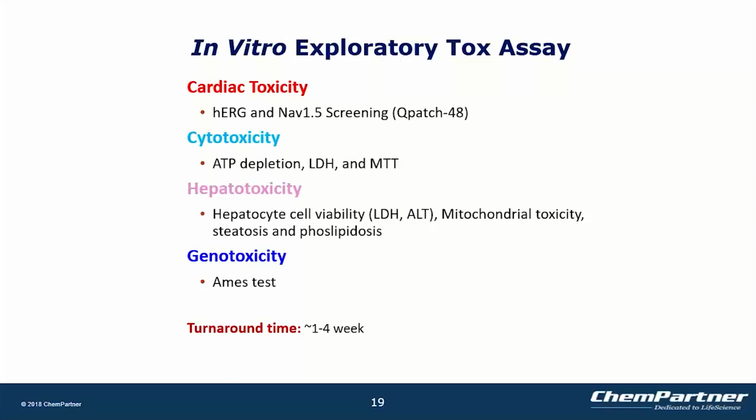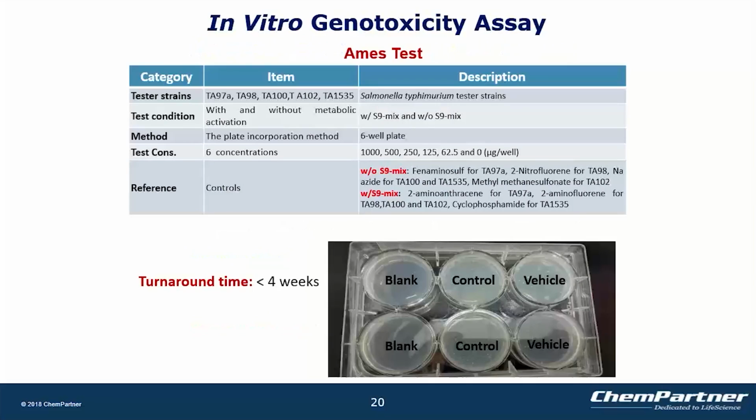And for in vitro exploratory tox assays, we do hERG assay and NaV 1.5 screening. And I mentioned the Ames test. This is the in vitro genotoxicity assay. We have the full strains, and we also do the mini Ames with 1 or 2 strains, and the turnaround time is about 4 weeks.